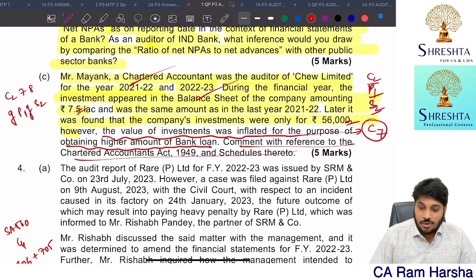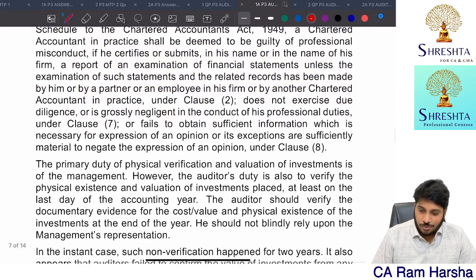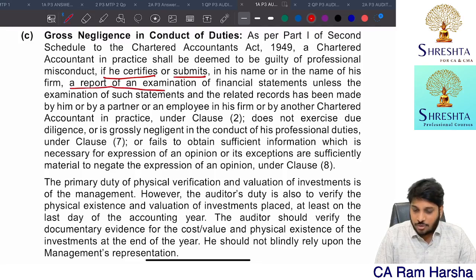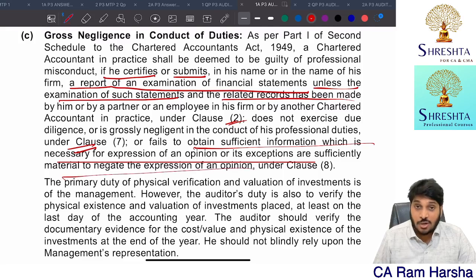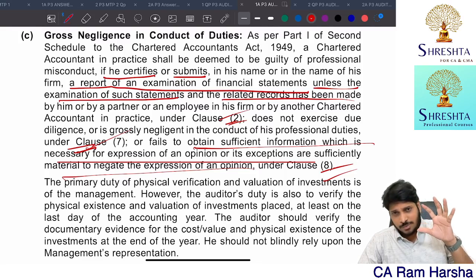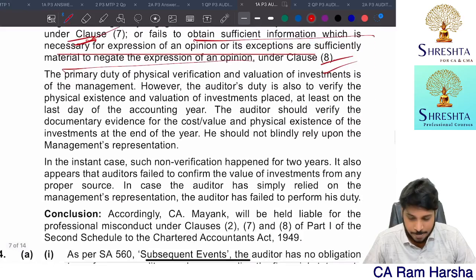This is common with reference to the Chartered Accountants Act and its schedules. If at all you are certifying or submitting any report or financial statement, unless you examine the statement and related records, you are guilty and grossly negligent, and you fail to obtain sufficient appropriate evidence and express your opinion without that. Clause number 8 also. Generally, as I told you when explaining ethics, Schedule 2 will have interlinked clauses. Whenever they test Schedule 2 Part 1, there is a possibility that multiple clauses will appear. So when you are writing the answer, if you think multiple clauses apply, write all the clauses, no problem.